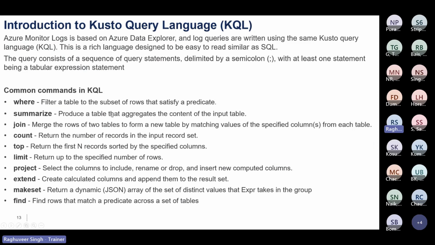Summarize by produces a table that aggregates the content of the input table. So the input table, I will say the table where the actual data is stored, it will aggregate the content of that table and provide the result by summarizing it. Then you have another command which is join, which is like a pipeline and will merge the rows of the two tables to form a new table by matching values of the specified columns from each table. So that's what join is.